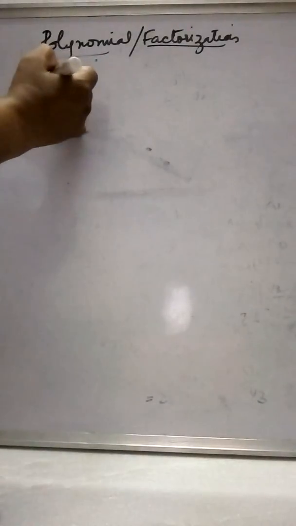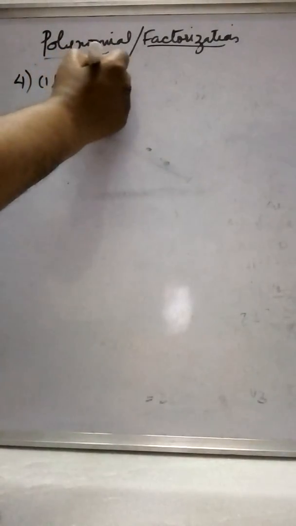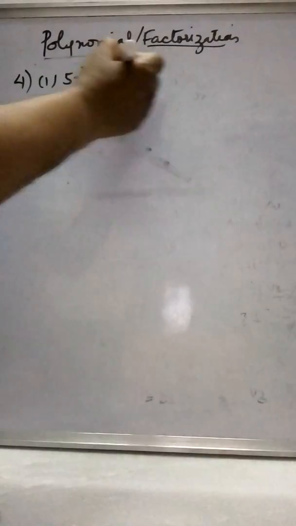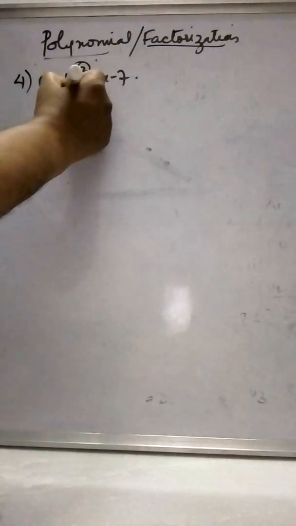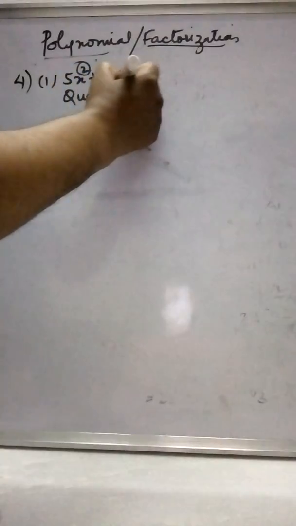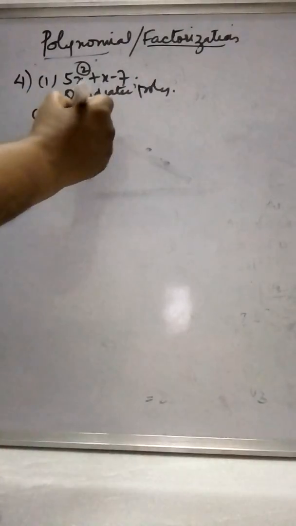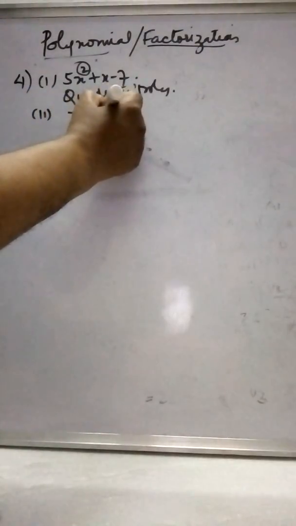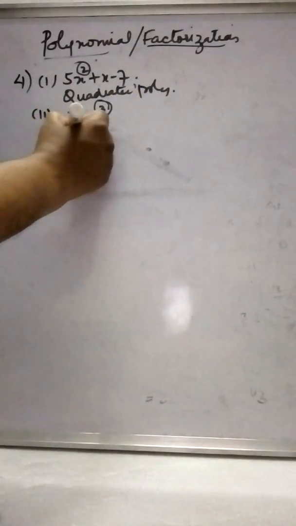So for question number 4, the first one is given as 5x square plus x minus 7. The degree of the polynomial is 2, so it is a quadratic polynomial. Second one, I have x minus x cube. The degree of the polynomial here is 3, so it is a cubic polynomial.